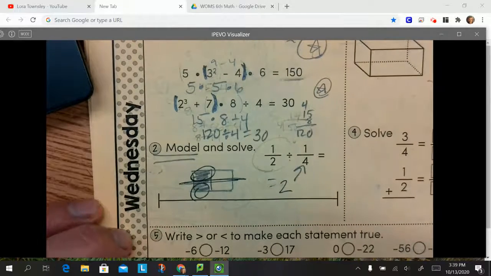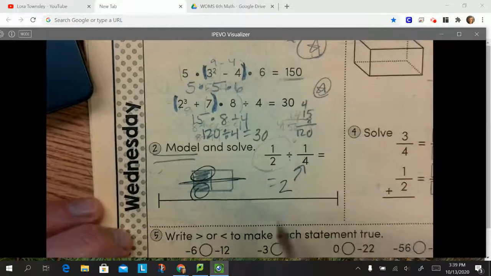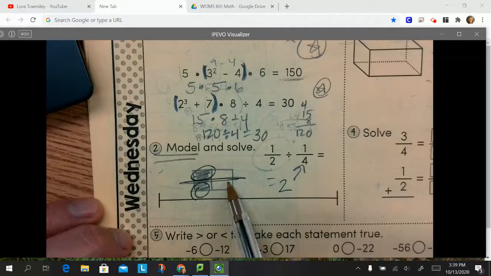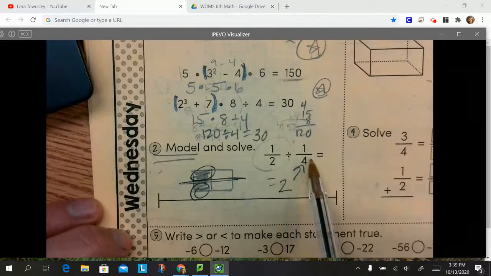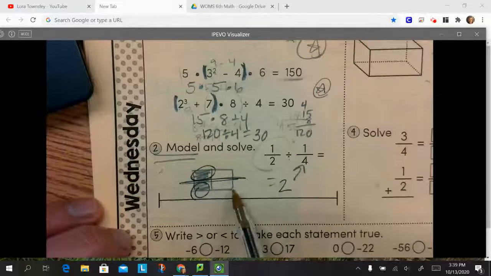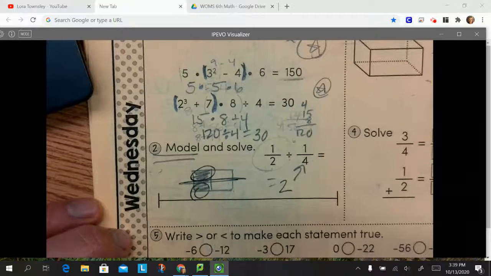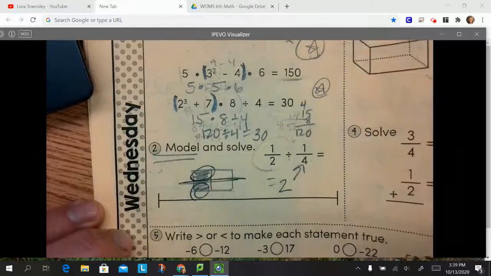All right? You have 1/2 of something. You need to break it up into as many 1/4 as you can. And we did that. 1, 2. All right? Good job. All right, moving on.